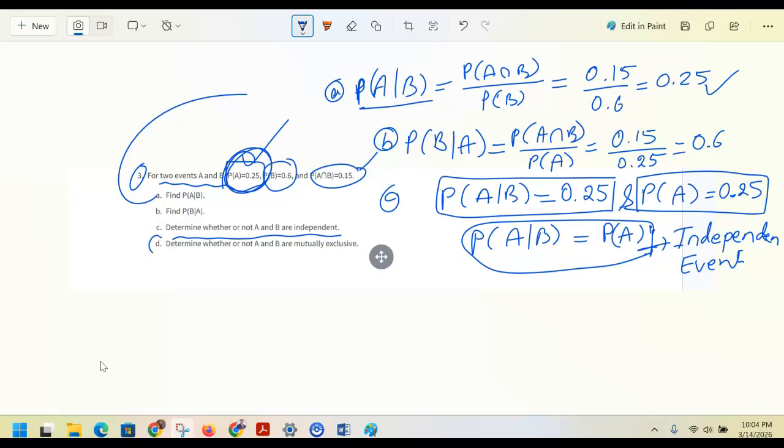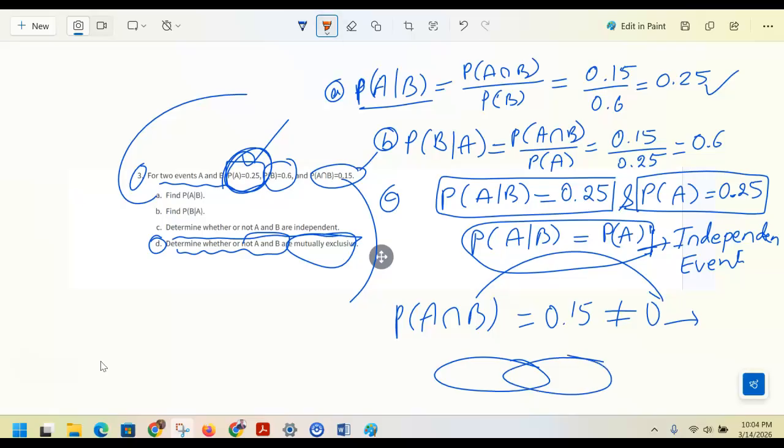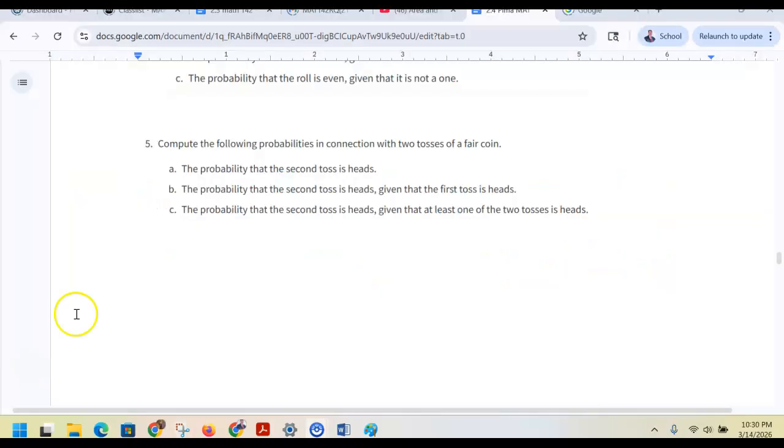The fourth question is, are A and B mutually exclusive? You can see the probability of A and B is a number, and this is not zero. Only if it is zero could we say it is mutually exclusive. That means in the event A and B, there is always something common here. So the conclusion is this is not mutually exclusive. Okay, let's go to the next.